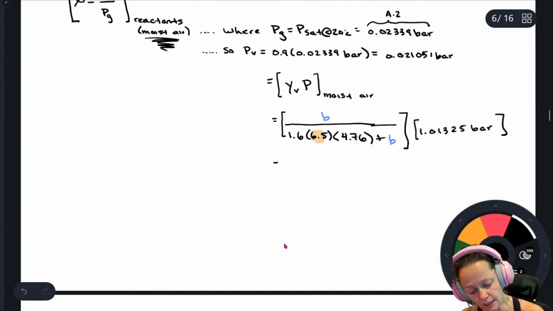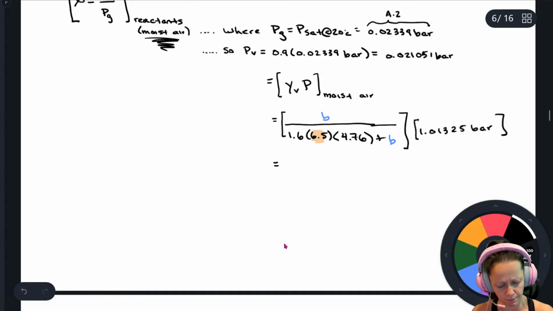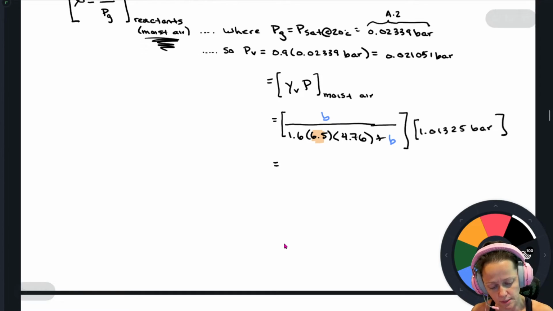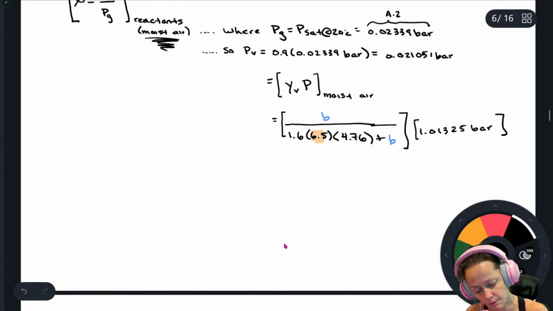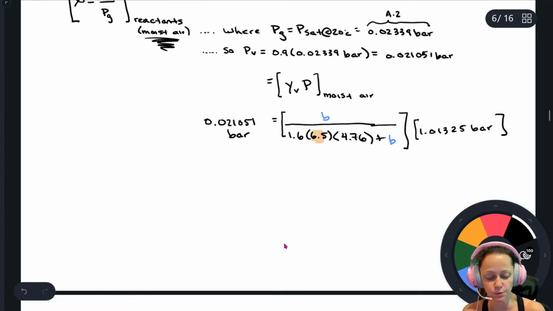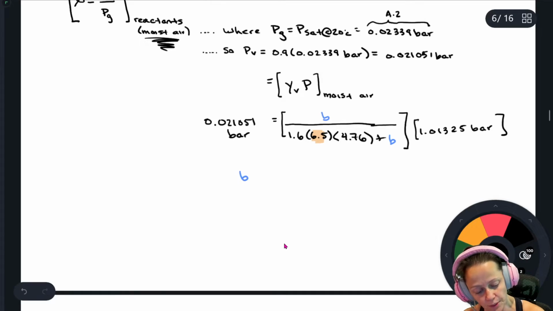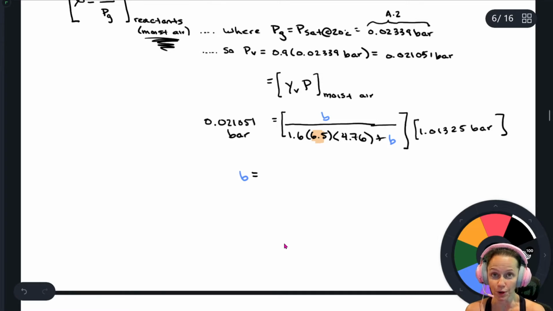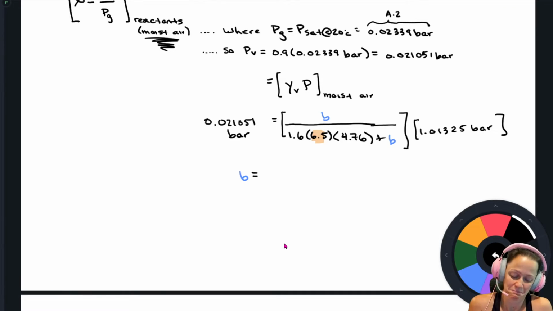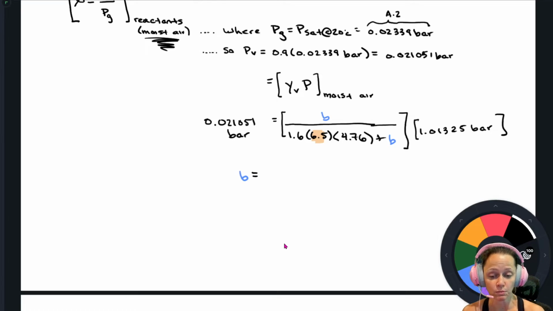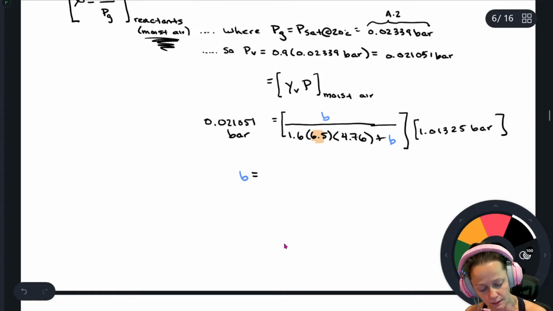And then I end up getting a partial pressure, or I'm sorry, I'm not looking for the partial pressure. I already calculated the partial pressure. I know this is 0.021051 bar, and I am trying to solve for the only unknown in that equation, which is B. So it is going to take some rearranging on your part. It's just algebra, so I won't do it here, but I end up getting 1.0503.